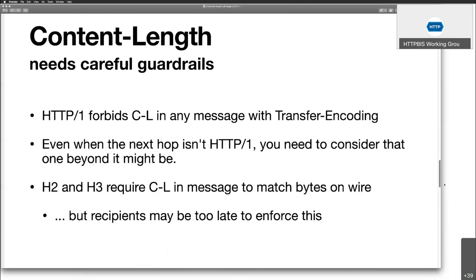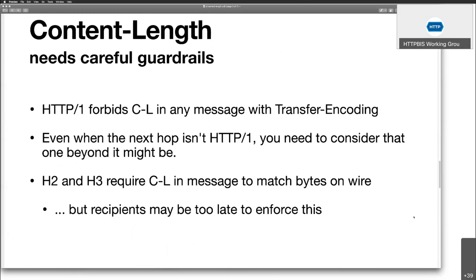And so, we talk about the security aspects of this. You need careful guardrails around content length. In HTTP1, the spec forbids content length in any message with transfer encoding, because then you can have two different values and you get confused about it. And in fact, even when the next hop is HTTP1, you still need to consider that one beyond it might be different. You might have HTTP2 to a CDN, for example, but it's using HTTP1 in the back end. As a result, HTTP2 and HTTP3 both require content length and message to match the bytes on the wire.